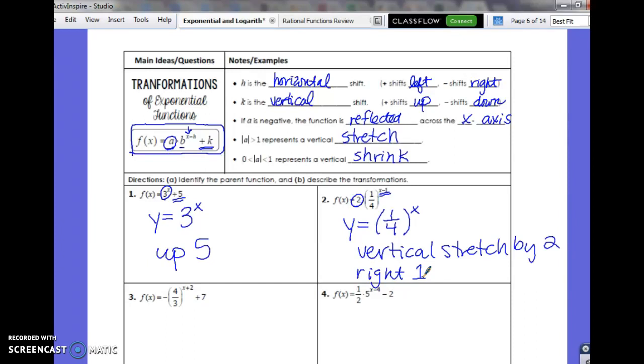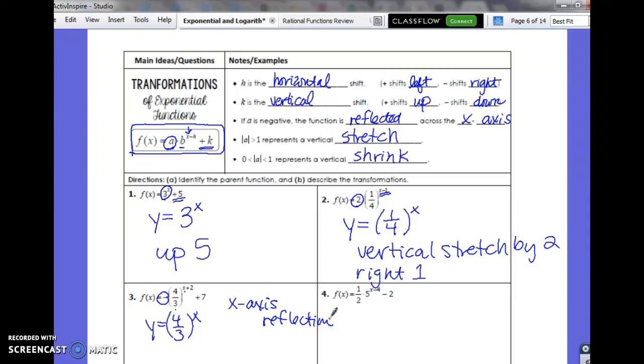Okay, because any number up there with the x moves it right or left, and it's backward from what you think it should be. Okay, so then on number 3, if you locate the x, which is your power, and then your base, the parent function is 4/3 to the x power. Again, that would be a growth function because that fraction is bigger than 1. Okay. It is flipped, right? That negative out front flips it. So I'm going to say that's an x-axis reflection. If you tell me it's flipped, that's fine too.